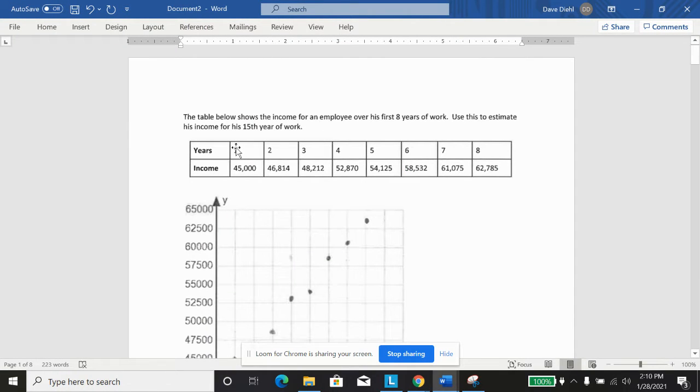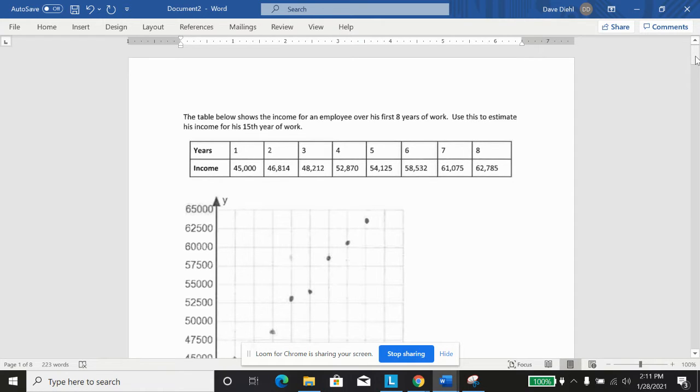So here's some data about a job that someone has, and how many years they worked and their income or their salary for that year. So here's after 1 year they earned $45,000. After 2 years, $46,814, and they have all the way up till 8 years. They're earning $62,785 a year.